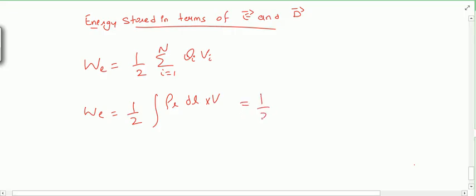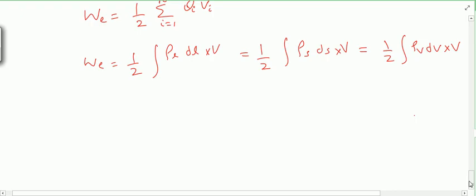And for a surface charge, I have to write rho s ds into V, right? And for a volume charge, what will it be? Half of the integral of rho v dv into the potential, right? So we can find the energy for any type of charge distribution using these formulas.